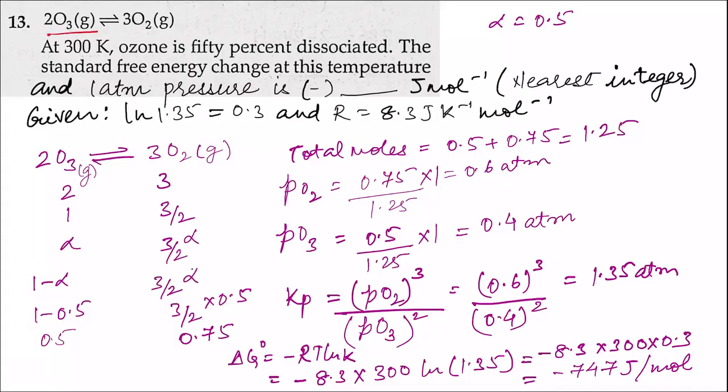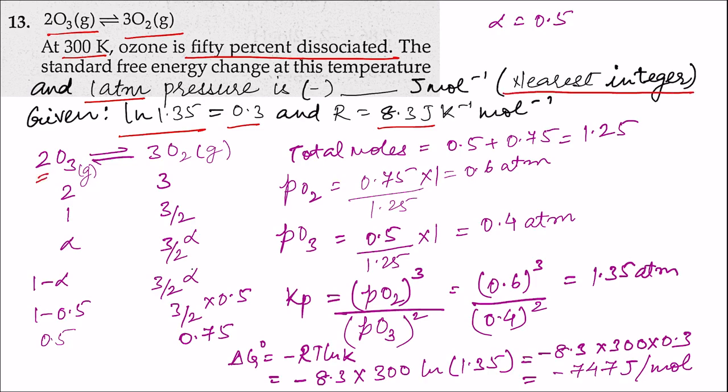2 moles of ozone change into 3 moles of oxygen gas. Temperature is 300 Kelvin and ozone is 50% dissociated. The standard free energy change at this temperature and 1 atmosphere pressure is minus dash joule per mole, and given natural log of 1.35 is 0.3, value of R is given. Answer has to be given in nearest integer.